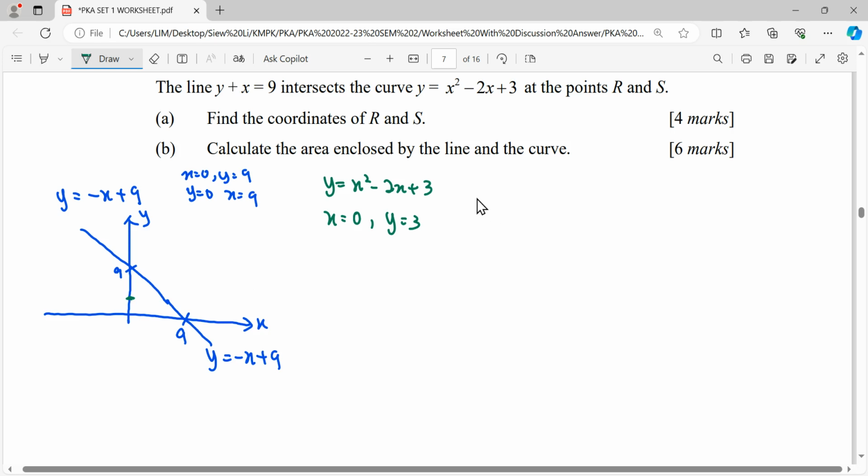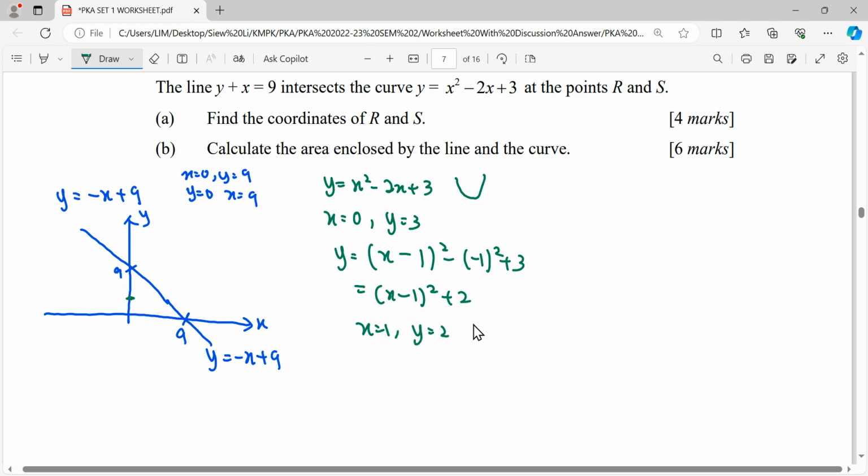And then we can do completing the square to find the minimum value. x squared, b divided by 2 is negative 1, then minus out the negative 1 squared, plus 3. Minus 1 plus 3 will be plus 2, so x equals 1, y equals 2 will be the minimum point. So 1, 2, 3. So this is the quadratic y equals x squared minus 2x plus 3.